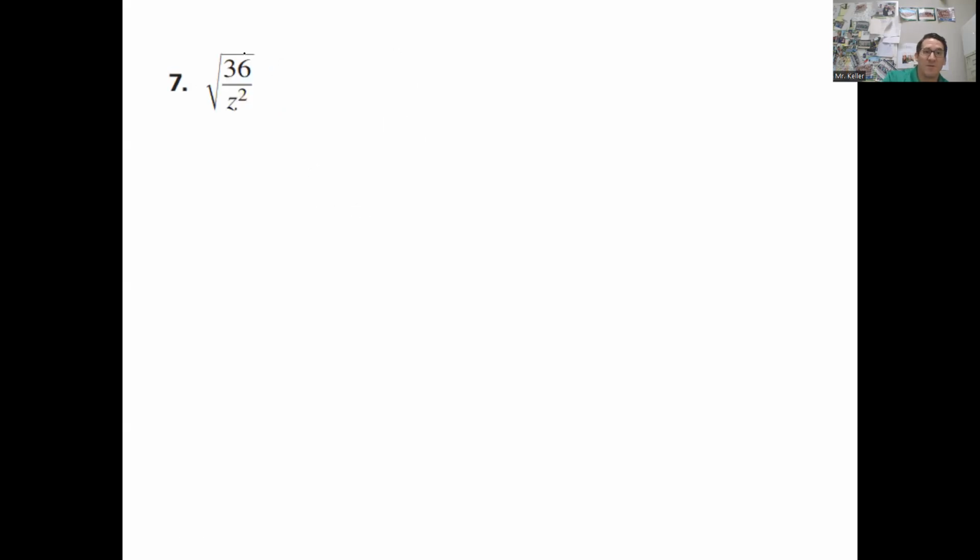Square root of 36 over z squared, so that's going to be square root of 36 on top, square root of z squared on bottom. Square root of 36 is 6. Square root of z squared is just z. Done. Sure, we're on a roll.